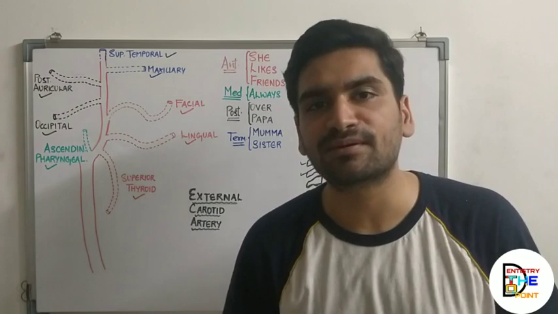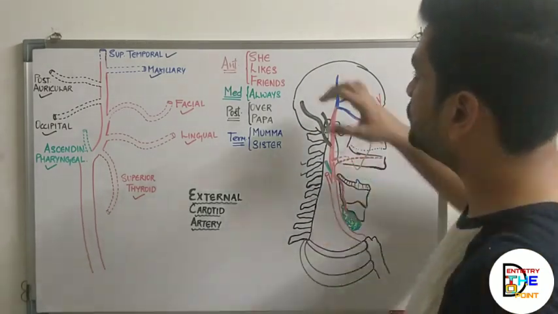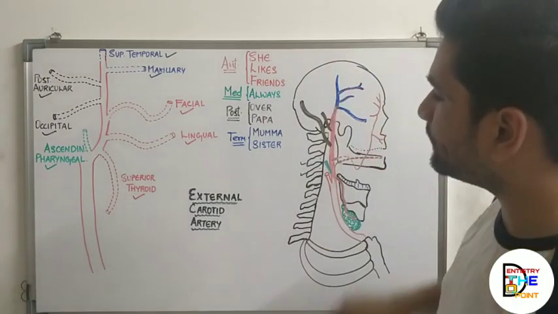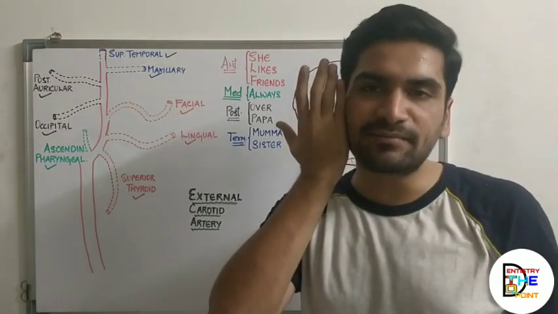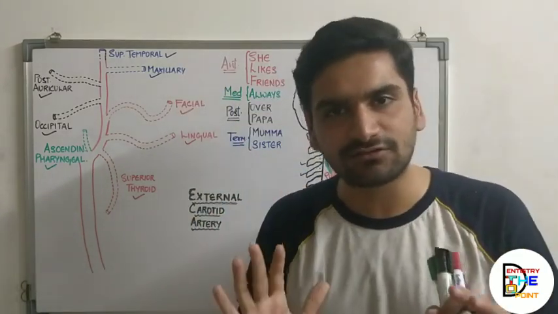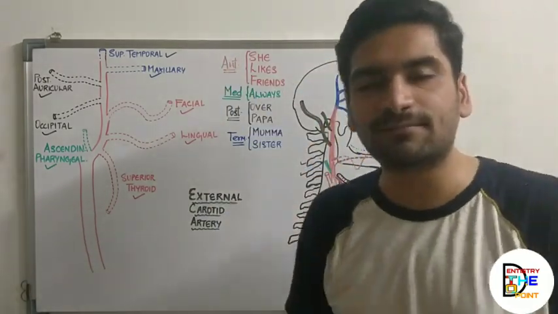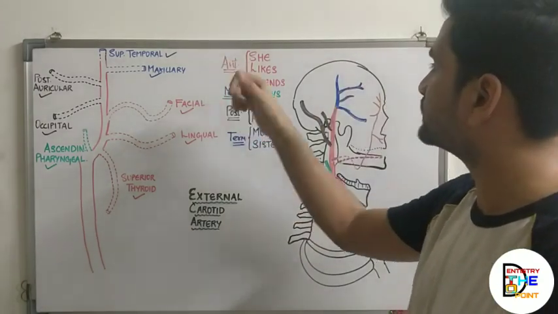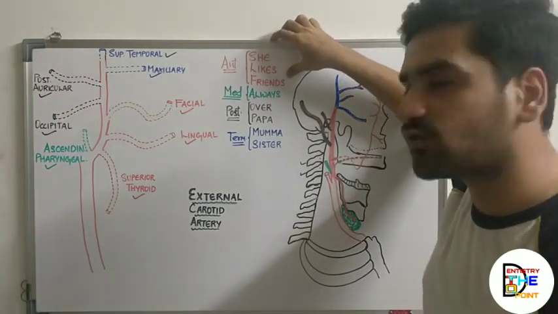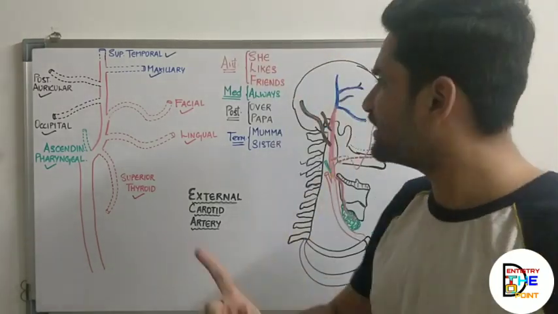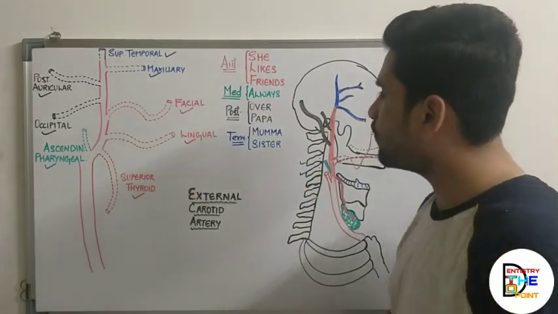So now how are you going to remember all the 8 branches? The mnemonic to remember all the 8 branches is: She likes friends always over papa, mama and sister, right? अब क्या है? We will go from anterior, medial, posterior and terminal. You remember this order, right? So she likes friends, right? So this is your anterior. First 3 branches are of the anterior. She likes friends. S stands for superior thyroid, L stands for lingual, F stands for facial. Then medial was only a single branch, always. A stands for ascending pharyngeal. Posterior के लिए we have O and P.